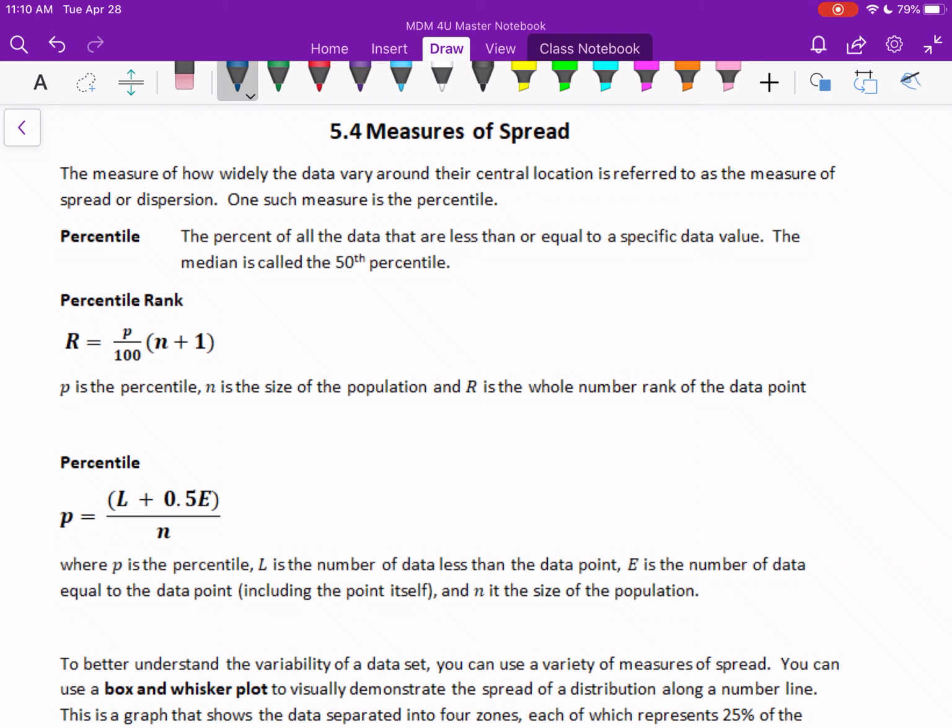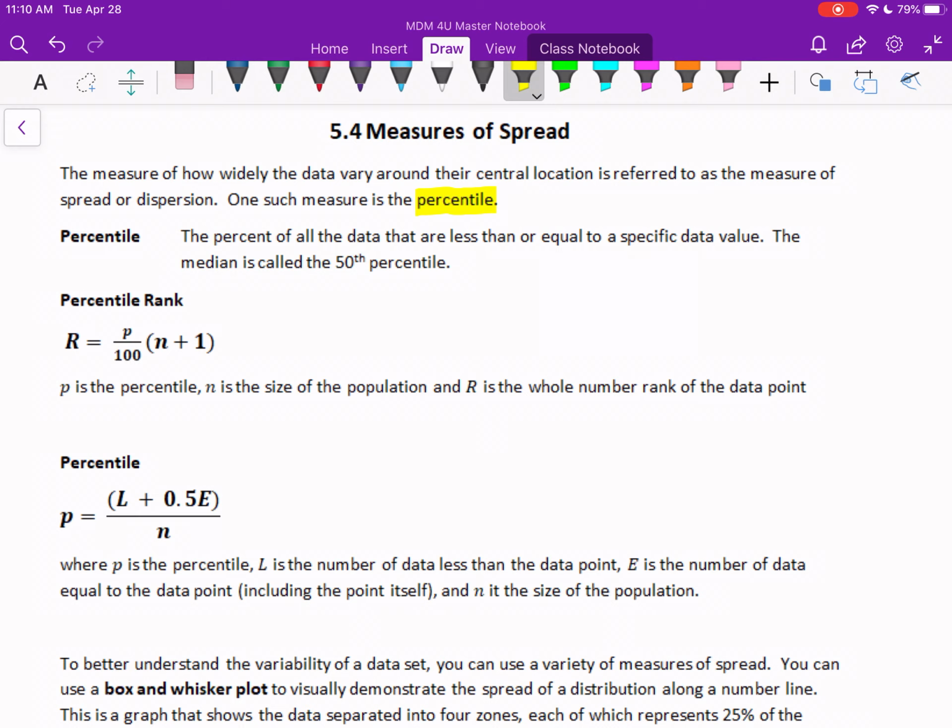There are various ways we can measure how spread out things are, and we're going to look at a few of them in this lesson. So, measure of spread is the measure of how widely data vary around their central location. One thing we can look at is percentiles. Percentiles are often used in science and medical professions.